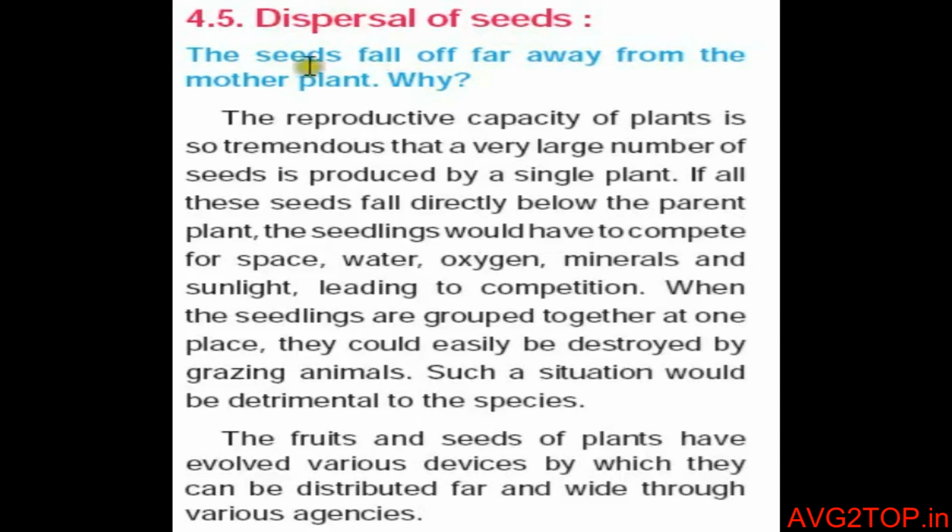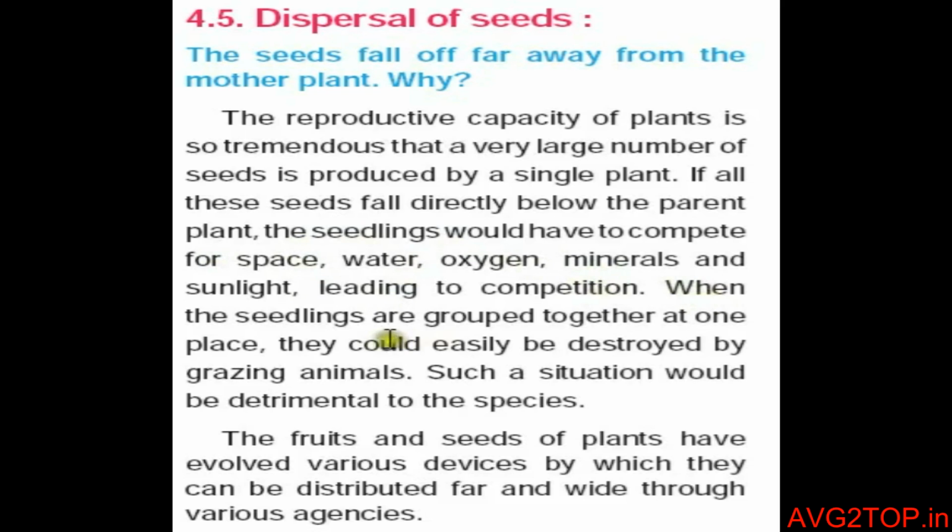Dispersal of seeds. The seeds fall off far away from the mother plants. Why? The reproductive capacity of plants is so tremendous that a very large number of seeds is produced by a single plant. So if all the seeds fall directly below the parent plant, the seedlings would have to compete for space, water, oxygen, minerals and sunlight. So it leads to competition.